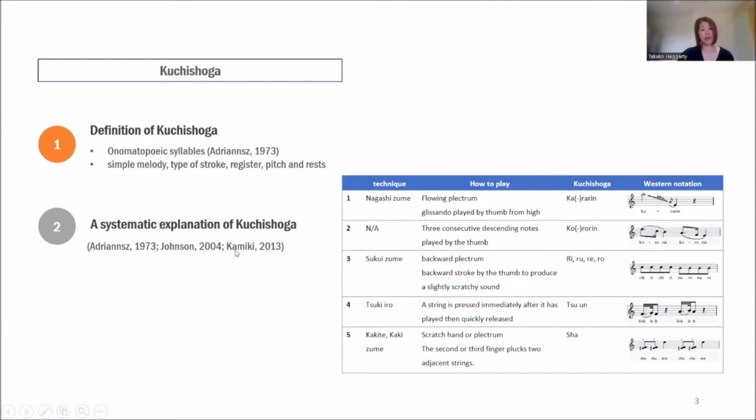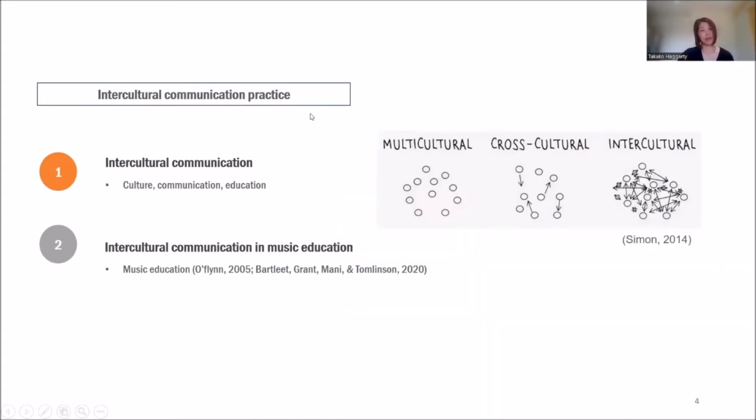Some researchers have analyzed and described, for example, what sort of consonant and vowel will describe what sort of sound. However, my research was not attempting to teach Kuchishoga. I was working with Kuchishoga, but I was going to observe the instinctive reaction from students toward this foreign language-based pedagogy, using Kuchishoga in the context of intercultural communication practice.